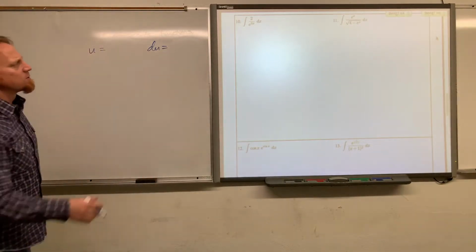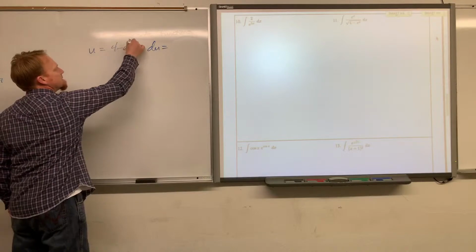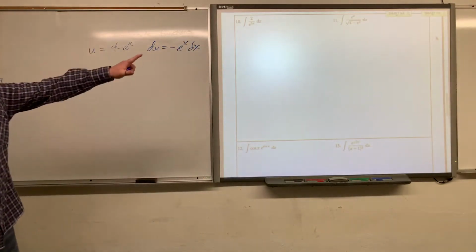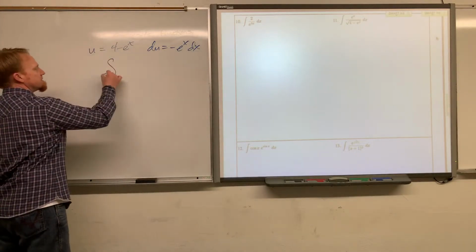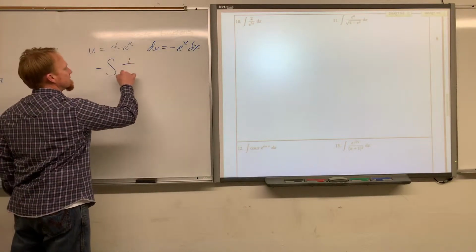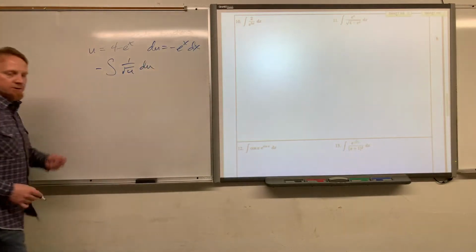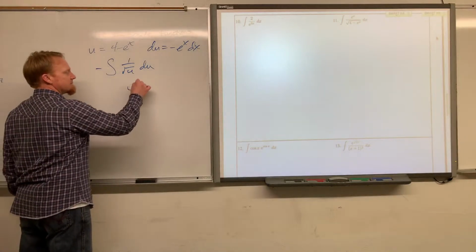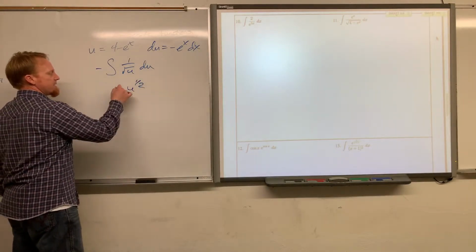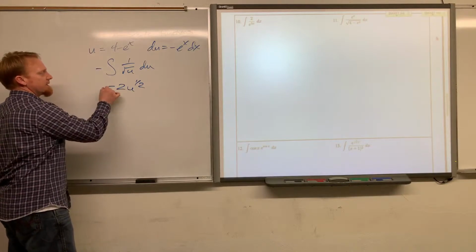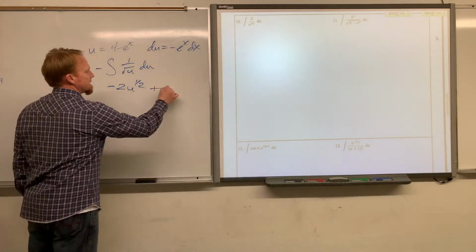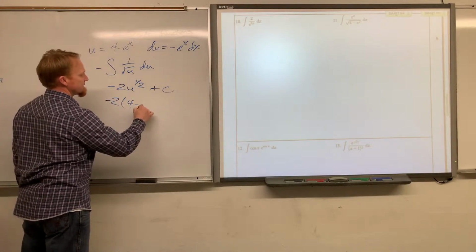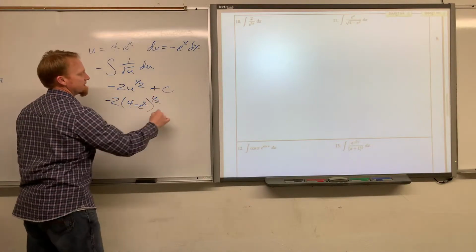Our u is going to be 4 minus e to the x. Derivative of that is negative e to the x. I've got the e to the x. I do not have the negative. So that's going to be 1 over the square root of u du. That's the same thing as u to the negative 1/2. So add 1 makes it a positive 1/2. Multiplied by the reciprocal makes it a 2. Don't forget about the negative. And the plus c. So we're looking at negative 2 times 4 minus e to the x, to the 1/2, plus c.